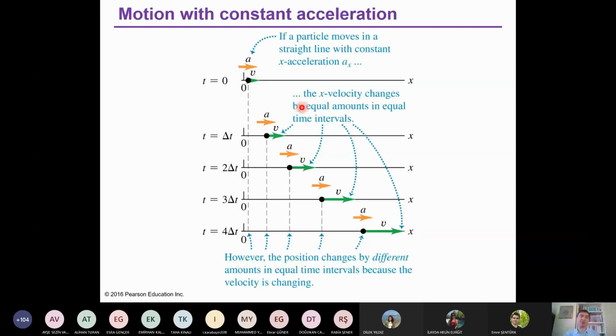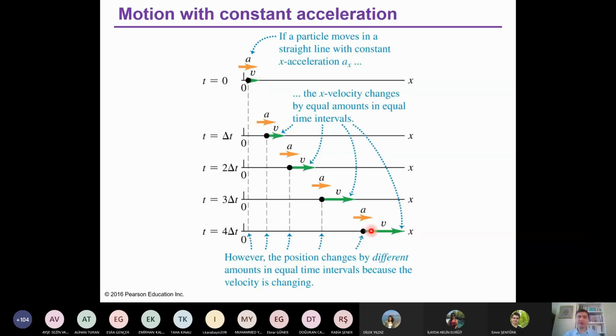So here we have a certain velocity, here we have more velocity, here we have more velocity, here we have more velocity, and we have the highest velocity here, but the acceleration is constant, okay? So due to this acceleration, our velocity changes. Velocity increases in that picture, okay?